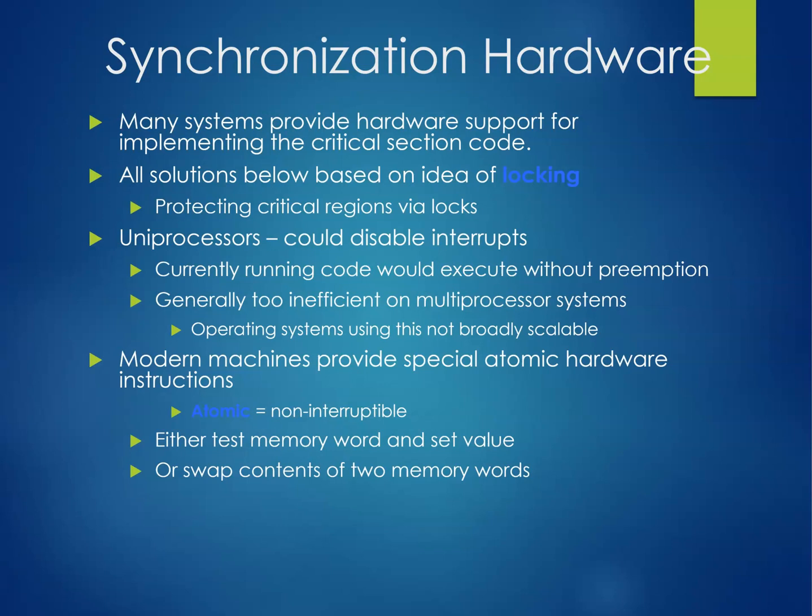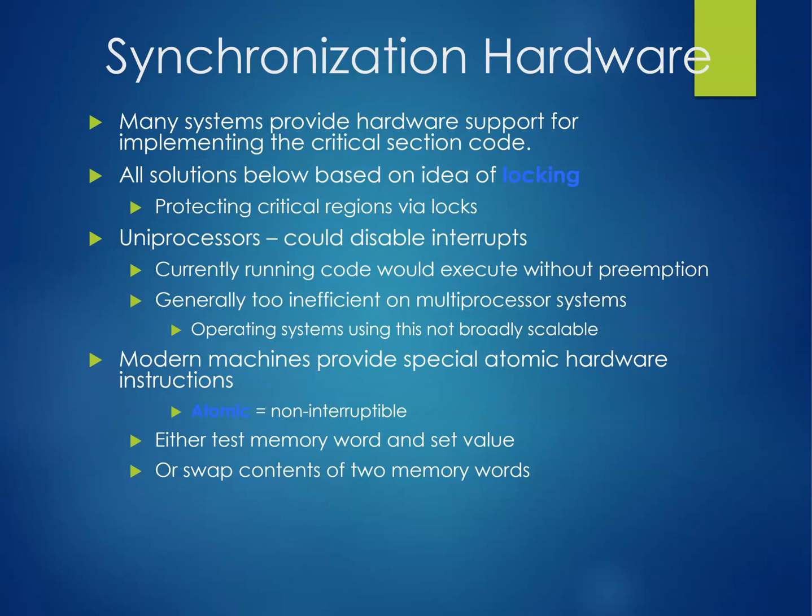So now we're going to come to the concept of synchronization hardware. Many systems provide hardware support for implementing critical section code. All solutions below are based on the idea of protecting a critical region via locks. For uniprocessors, we could disable interrupts. Currently running code would execute without preemption. Generally, though, this is too inefficient on multiprocessor systems. It's not broadly scalable.